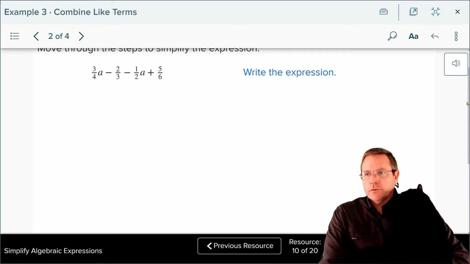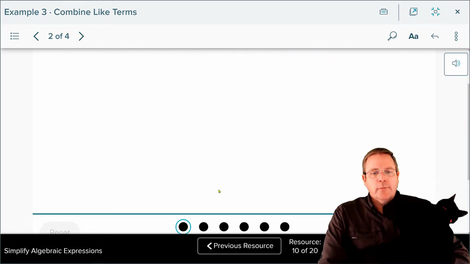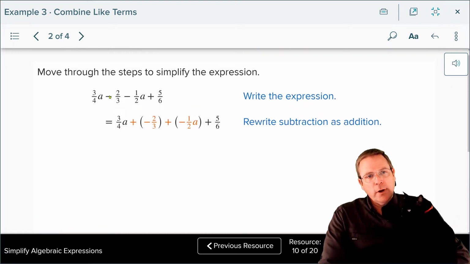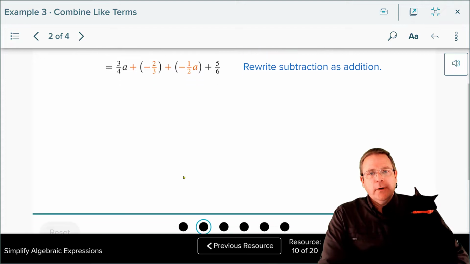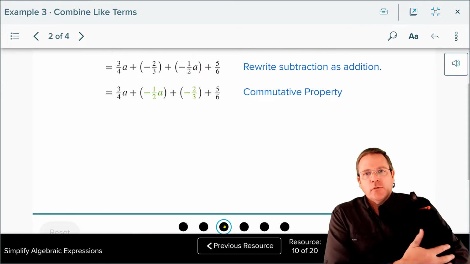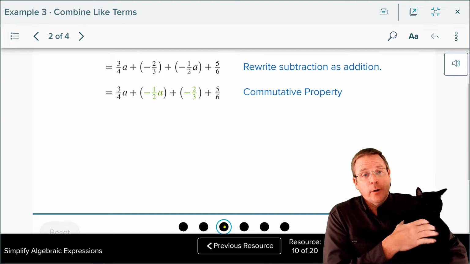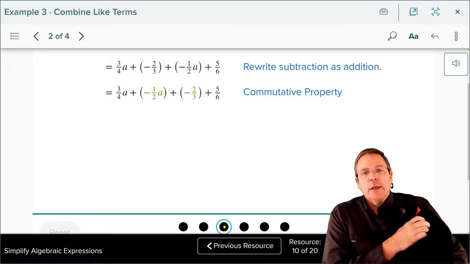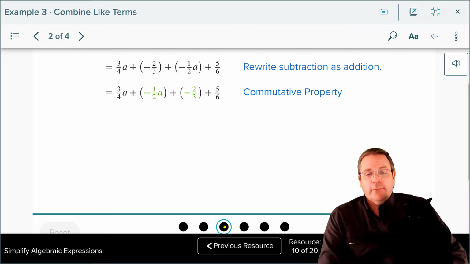So we start off with the original problem just like we've always done, and then from there we're going to switch to making the subtraction problems into addition problems by adding the negatives. Essentially, we're making the ugly problem pretty. After you make the ugly problem pretty, then we're going to use your commutative property, or making your pretty problem ugly, my bad. We're going to use our commutative property and rearrange them so that the like terms are together. So now you get 3/4 A plus a negative 1/2 A plus 2/3 plus, negative 2/3 and plus 5/6.